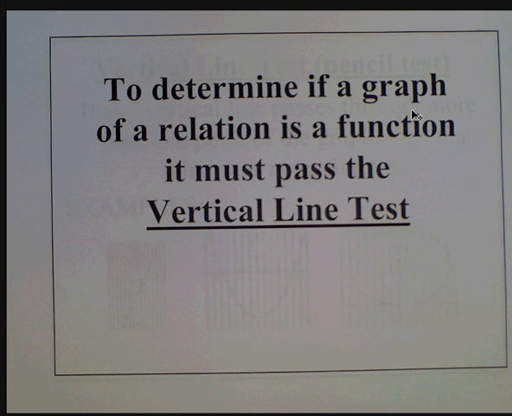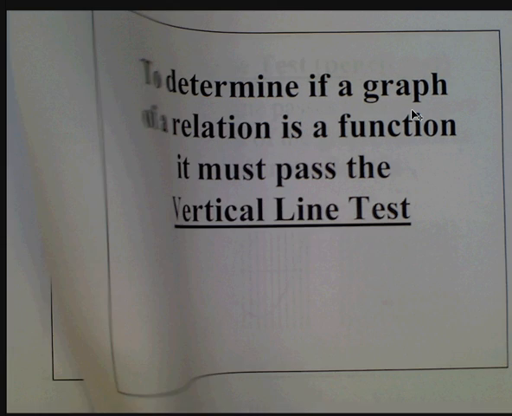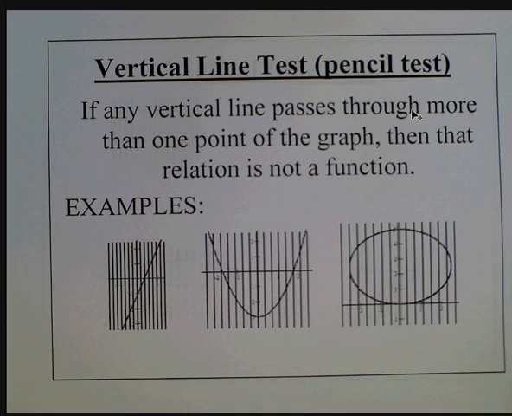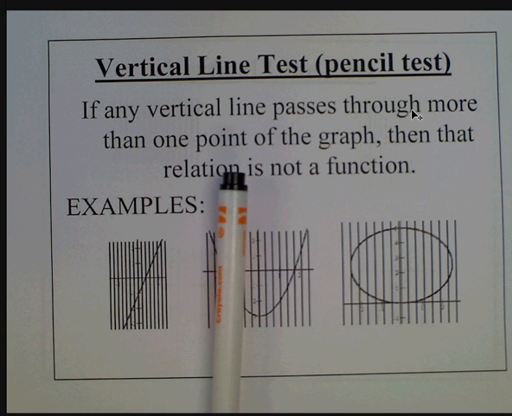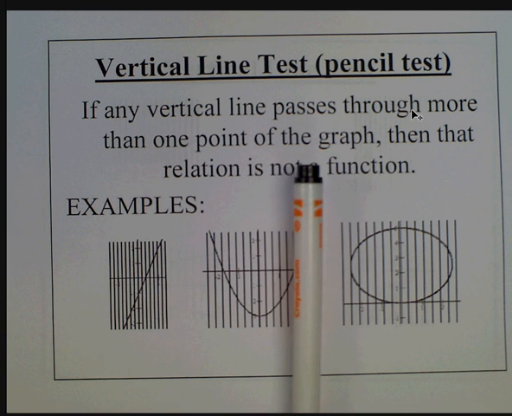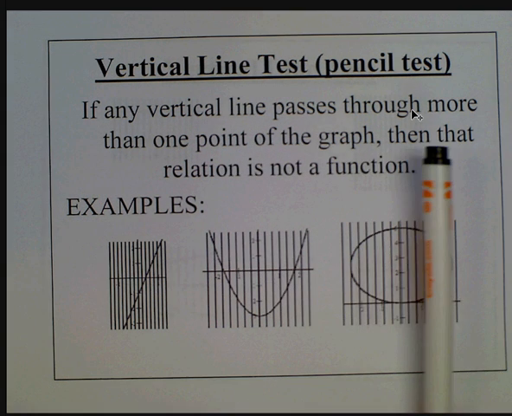To determine if a graph of a relation is a function, it must pass the vertical line test. And the vertical line test is sometimes also referred to as the pencil test. Meaning that if I take a pencil, or a marker in this case, and I slide it across the graph, then it's only going to touch the graph at one point at a time.